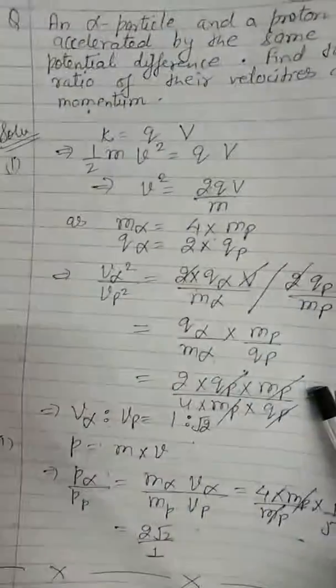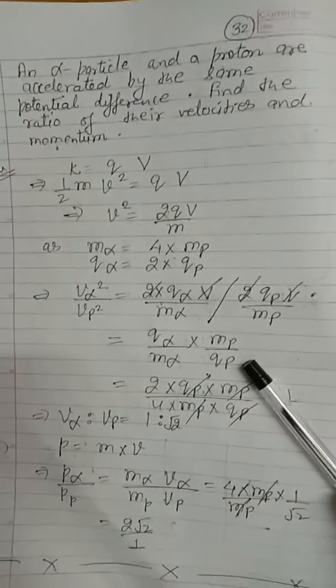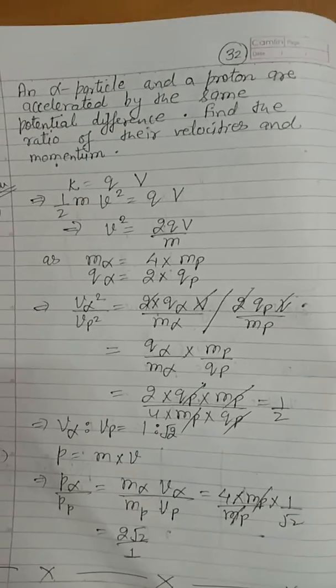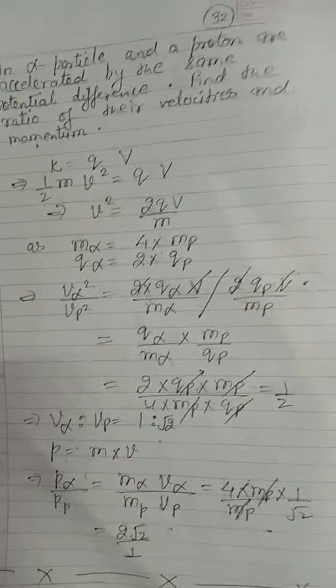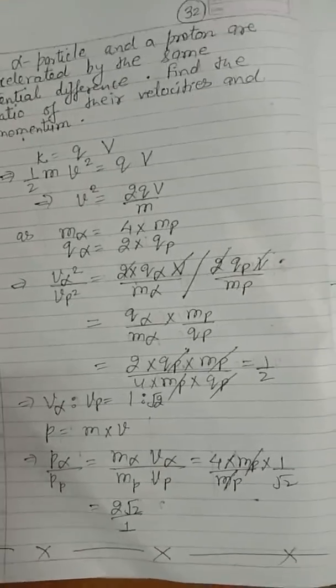Now you have to keep in mind that this formula, QV, will be used in a number of chapters, for example in electrostatics. Then you will use the same relation in atoms and nuclei, magnetism, and at times in some other topics like EMI and AC.